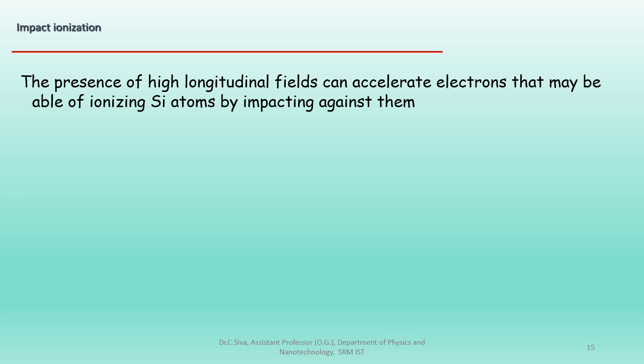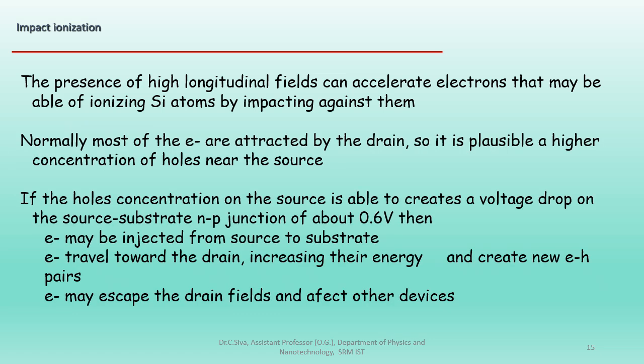Impact ionization. The presence of high longitudinal fields can accelerate electrons that may be capable of ionizing silicon atoms by impacting against them. High electric fields can accelerate electrons enough to knock atoms and generate electron hole pairs.